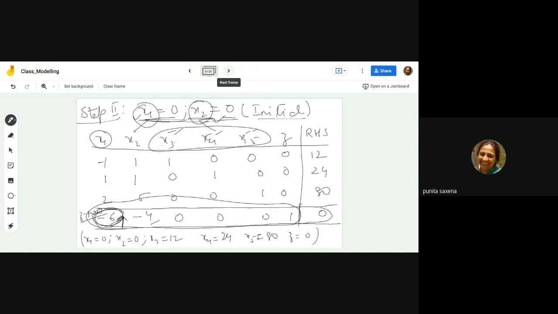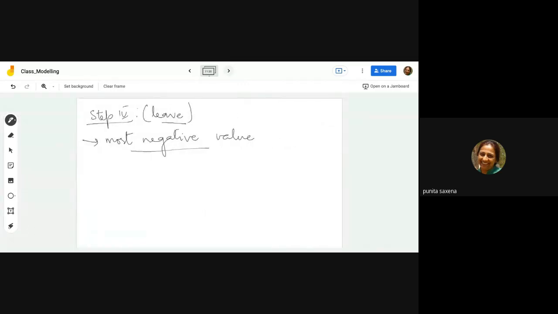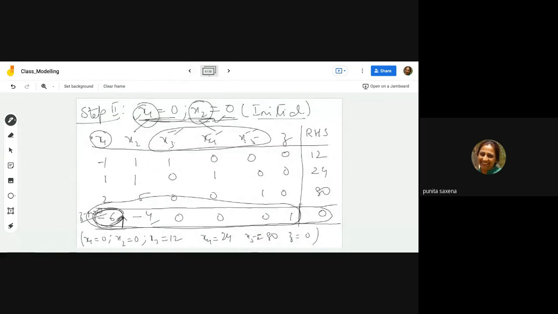Okay? So this amounts to saying that x1 would improve the current objective value. What was the current objective value? 0. So once x1 becomes non-zero, the current objective value will improve. That means it will become more than 0. What? That we'll see later on. But definitely we have decided that x1 will become non-zero. So basically what we do is we mark this column.